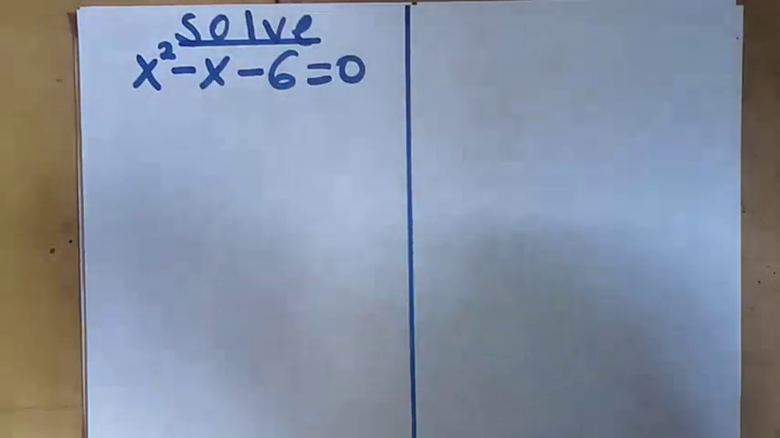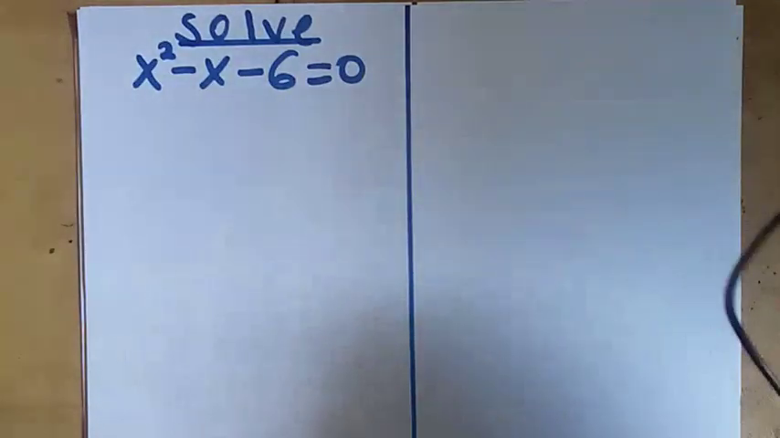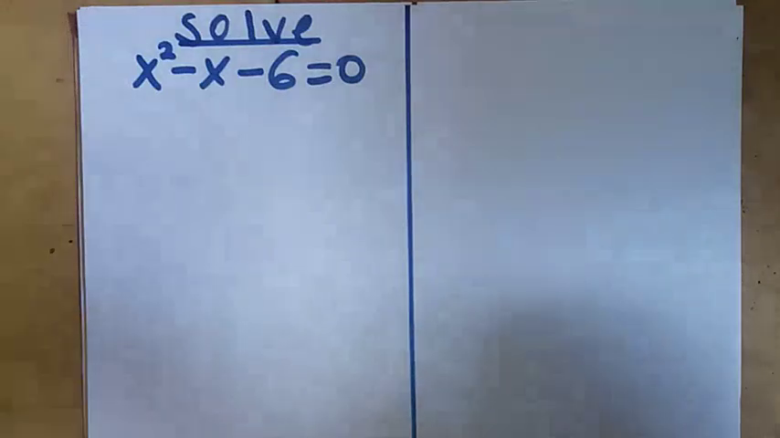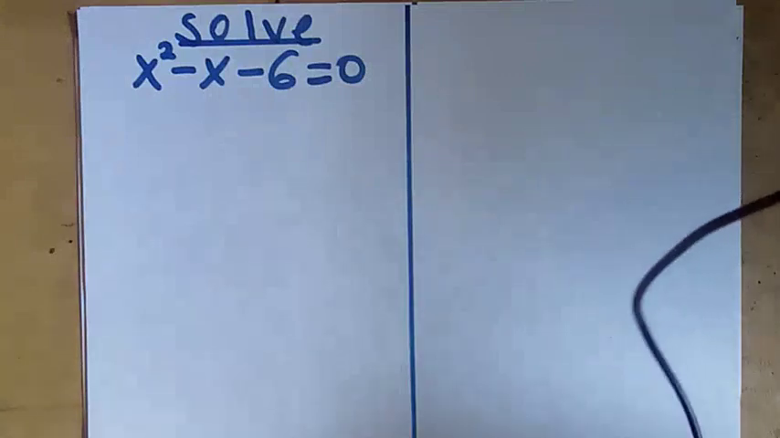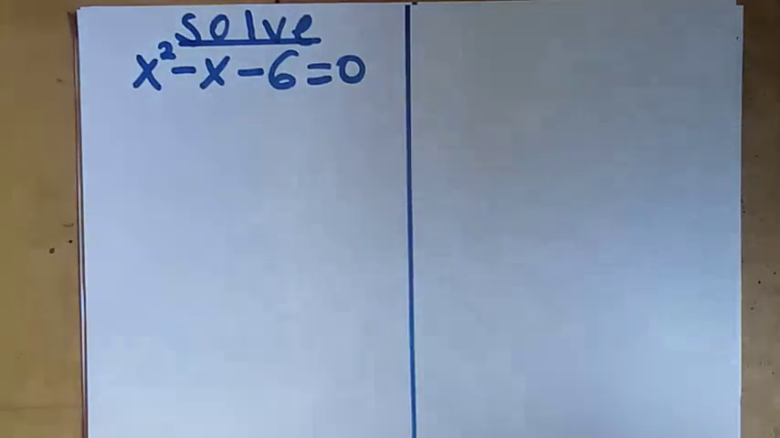Good students, another question to solve. Look at that particular question. They're saying solve: x squared minus x minus 6 equals 0. You're told to solve. The question is open, which means you can use any method of your choice.